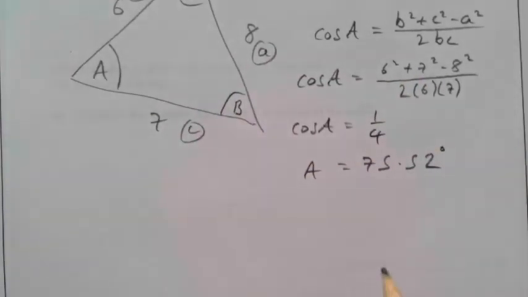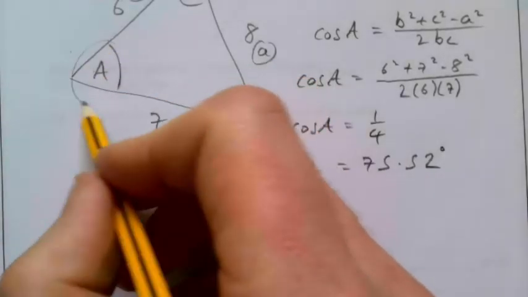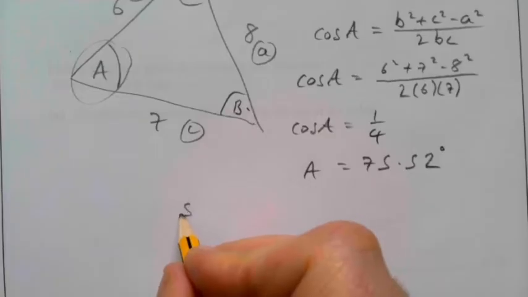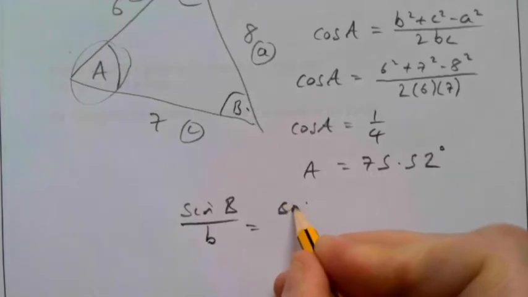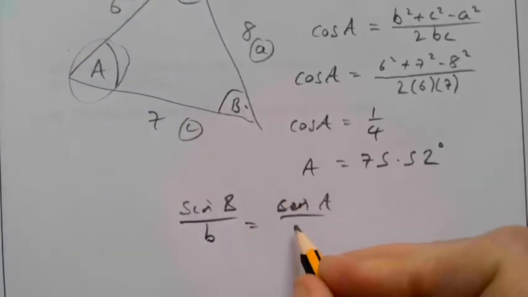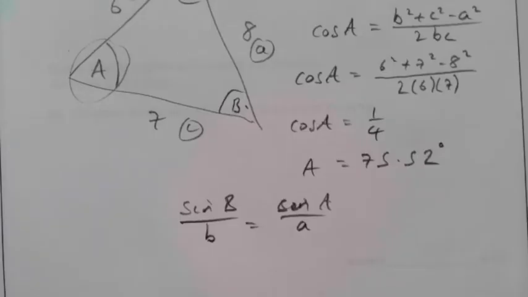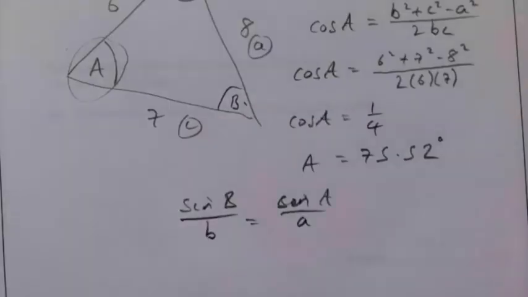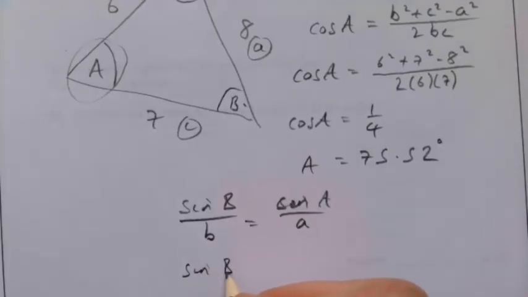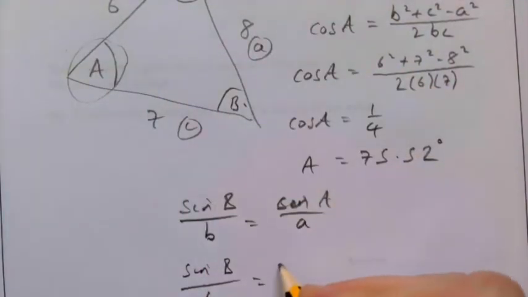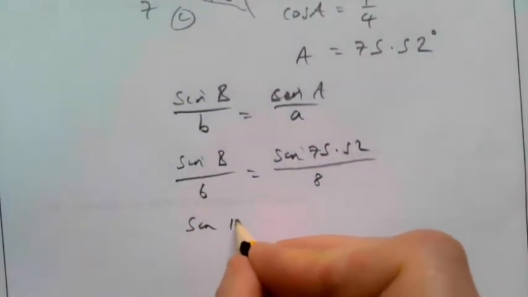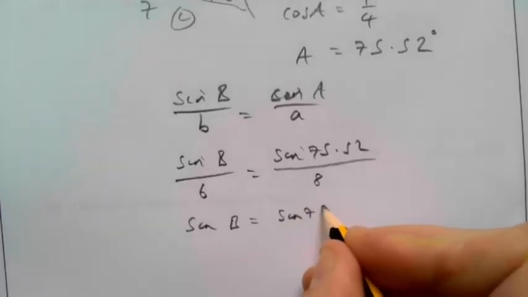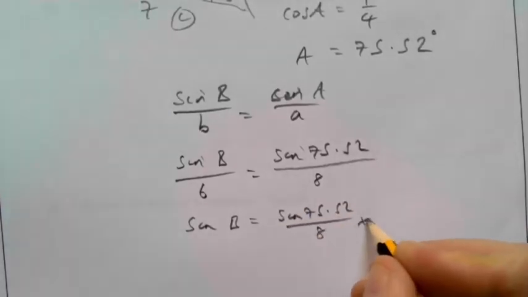I'm going to use the sine rule to work out one of the other angles. I'm going to do this one, so it's going to be sine B over B equals sine A over A. So sine B over 6 equals sine 75.52 over 8, and again then sine B is sine 75.52 over 8 times by 6.